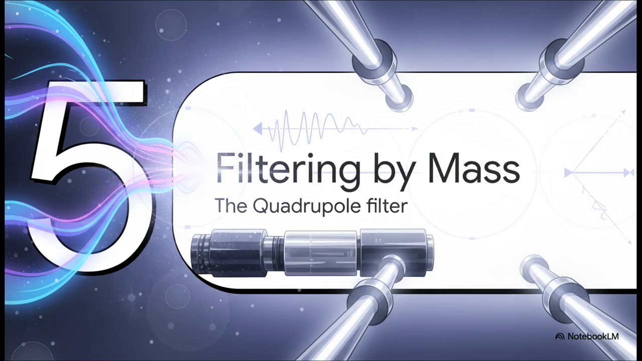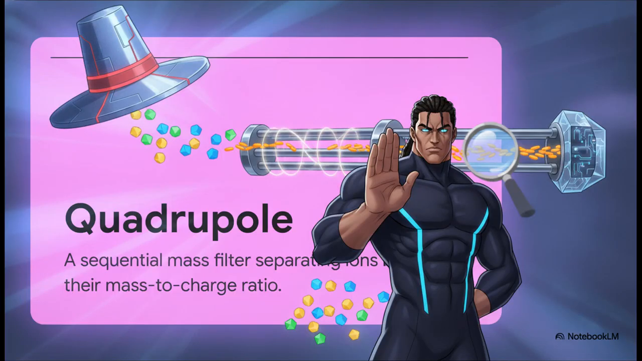Section 5, Filtering by Mass. The quadrupole filter. Our ions are now safely inside the vacuum and focused into a tight beam. It's time to introduce the core analytical engine of this instrument. Meet the quadrupole. Think of it as a highly selective sorting hat, or maybe a strict nightclub bouncer. It receives a continuous stream of different elemental ions, but it only allows very specific elements to pass through to the detector at any given microsecond, based entirely on their mass-to-charge ratio.